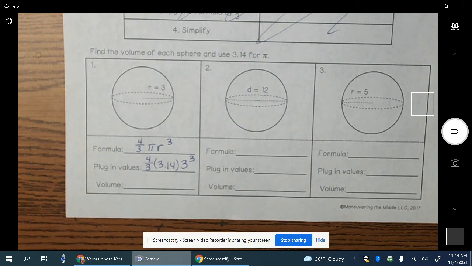Miss Davis, can I go get some water? After notes. And you got to use your bathroom passes too to get water. Oh, really?